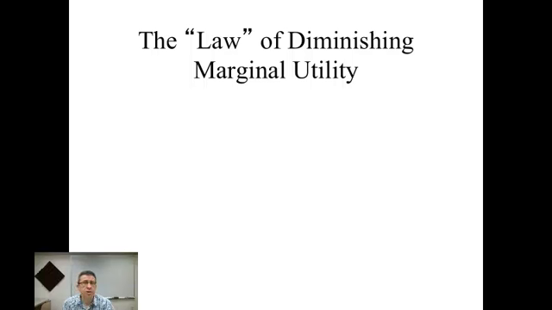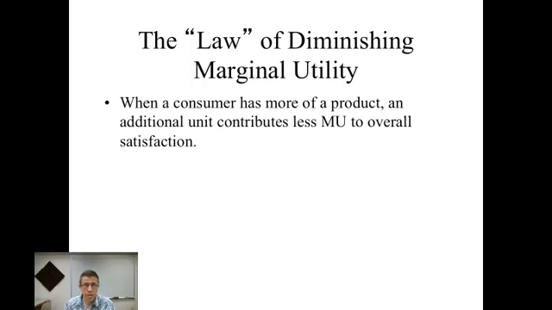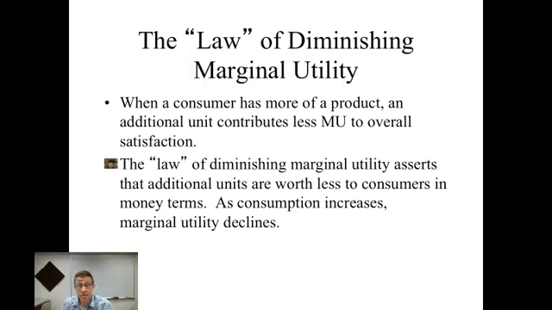So there's a law, and from time to time we'll be covering various laws in economics. One of them is the law of diminishing marginal utility. What that says is that as additional units are consumed, the next unit's worth less to a consumer in money terms. So as consumption increases, marginal utility declines.